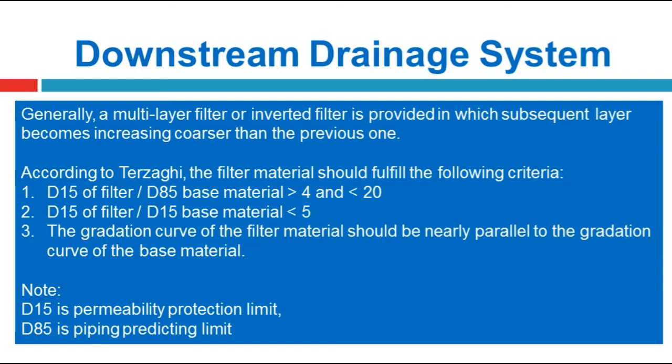And D15 of the filter divided by D15 of the base material, this ratio may be less than 5. The gradation curve of the filter material should be nearly parallel to the gradation curve of the base material. D15 is the permeability protection limit and D85 is the piping prediction limit. So those are the two different materials we can use in the downstream side drainage system.